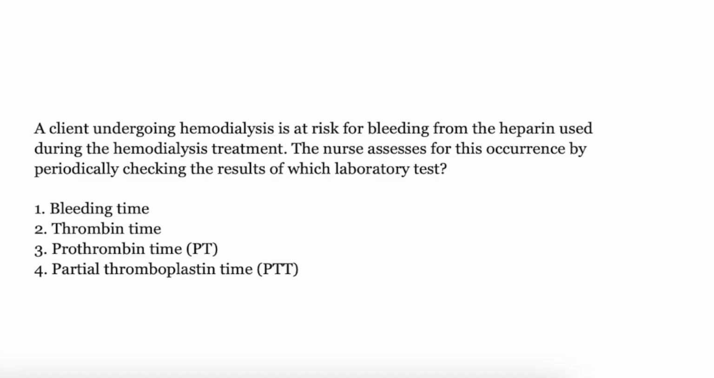Number 7. A client undergoing hemodialysis is at risk for bleeding from the heparin used during the hemodialysis treatment. The nurse assesses for this occurrence by periodically checking the results of which lab test? 1, bleeding time, 2, thrombin time, 3, PT, or 4, PTT. So the answer here is number 4, PTT.